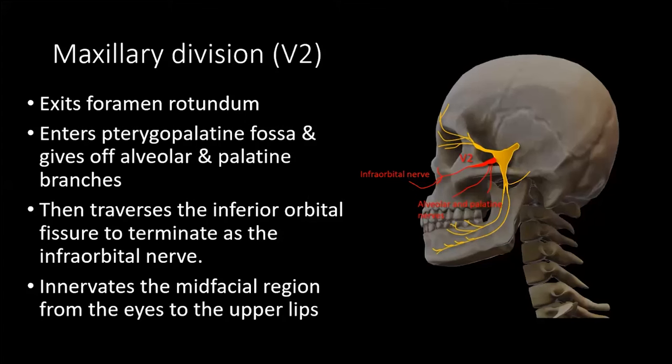Next, we have V2. V2 goes out foramen rotundum and it enters the pterygopalatine fossa where it gives off basically branches to the palate and the alveolus of the maxilla. And then it traverses along the inferior aspect of the orbit in the infraorbital canal as the infraorbital nerve and then terminates in the skin there and basically provides sensation to the midface.